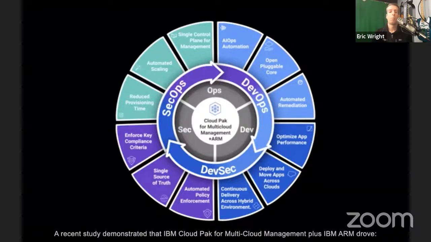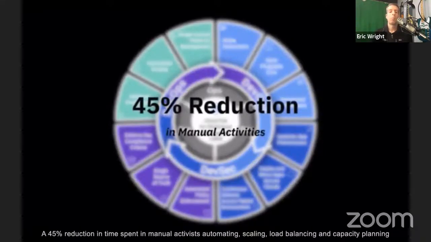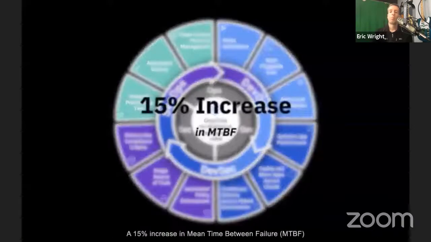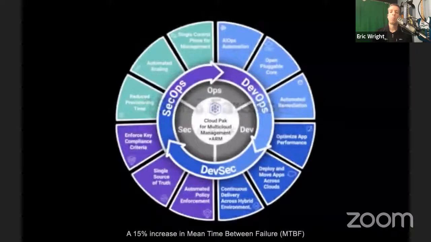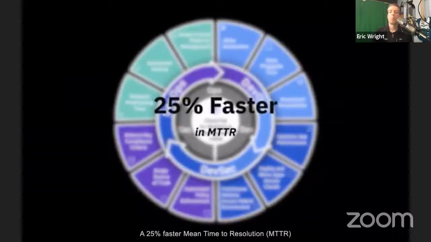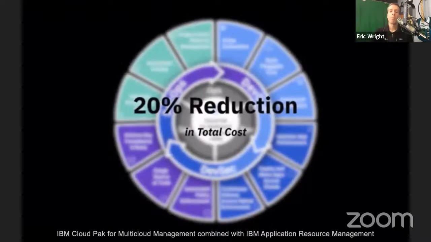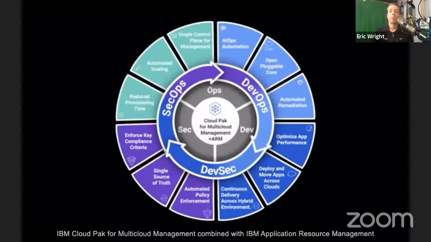A recent study demonstrated that IBM Cloud Pak for multi-cloud management, plus IBM ARM, drove a 45% reduction in time spent in manual activities, automating, scaling, load balancing, and capacity planning, a 34% reduction in tickets, a 15% increase in mean time between failure, a 25% faster mean time to resolution, and a 20% reduction in cloud and software license cost.